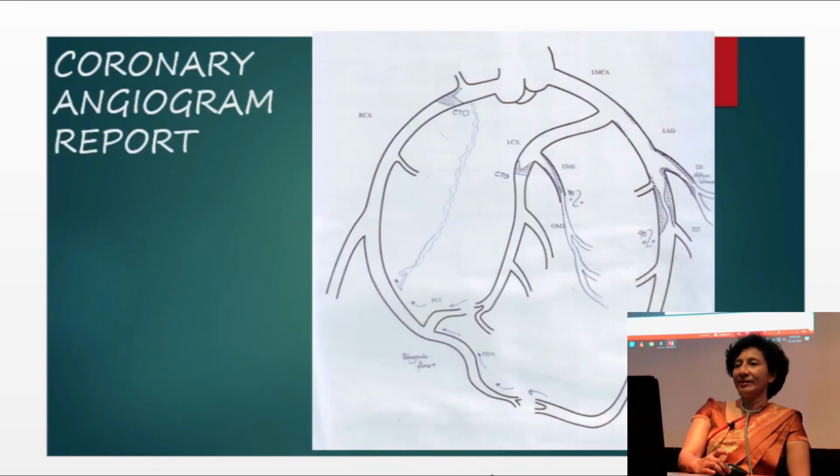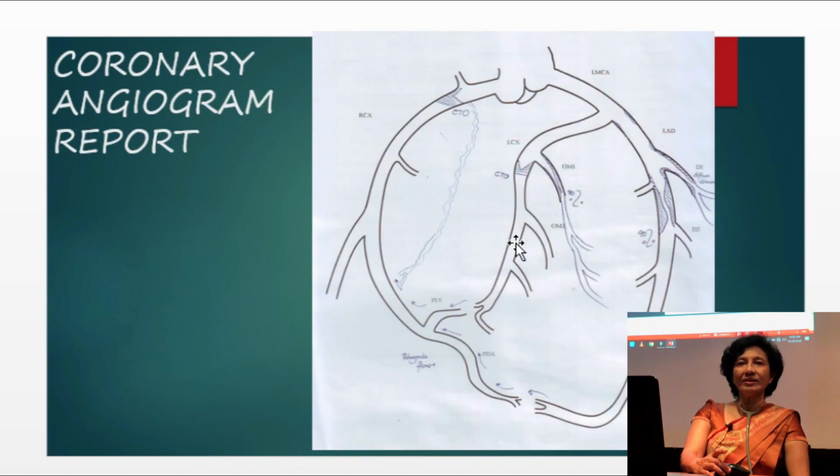Now, I hope you all have seen coronary angio reports. This is one of our patient's coronary angio reports. Now, look at the aorta. This is the right coronary. This is the left main coronary artery. This is the left anterior descending, and this is the circumflex.